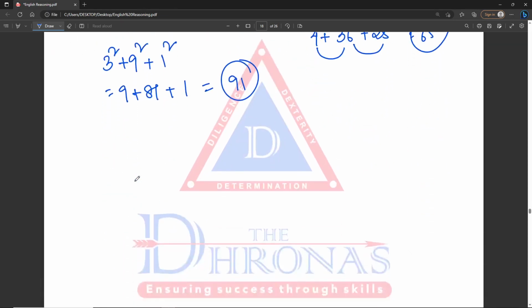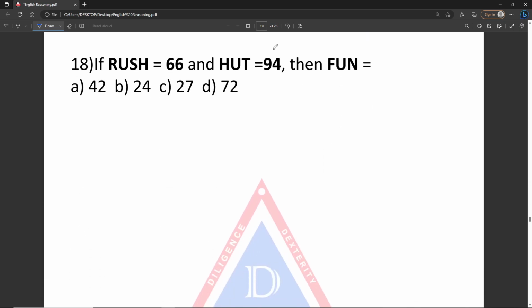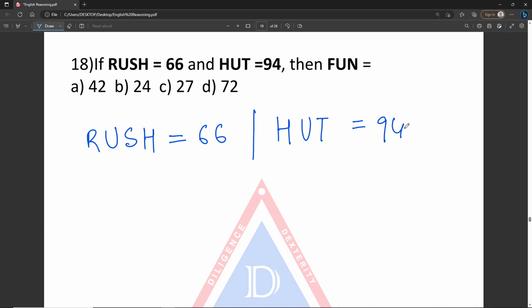Okay, chalo, next question. It is also about coding. So what is given? RUSH gives 66 and HUT gives 94. In the previous class I stated that you should write from A to Z and the numbers also, A1 to 26 and all those. So you just write, okay?